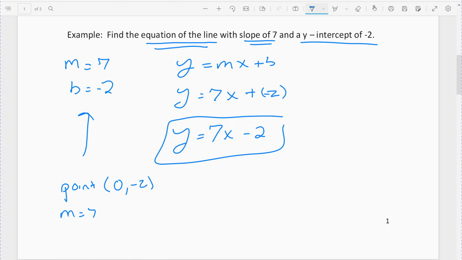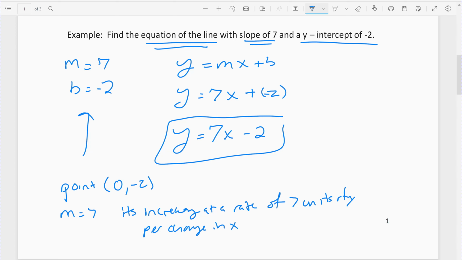The slope 7 means, well, this line should be increasing at that rate. So that means it's increasing at a rate, a speed of 7 units of y, whatever y is, per change in the x units, whatever x is. So it's moving up, y goes up by 7 units when x goes over by 1. That's what that means. So if it's a cost, its cost is going up by $7 per change in my value x, whatever x would represent.